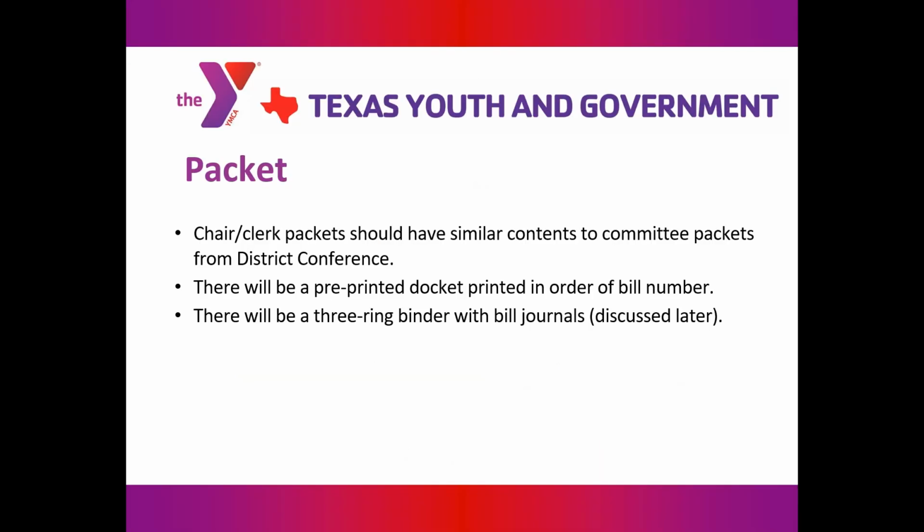Packets. The packets you receive will be like district committee packets with the gavels, stopwatches, everything like that inside of them. There will also be bill jackets and a binder with bill journals and a pre-printed docket sheet printed in bill number order. To fill out the pre-printed docket sheet, write the order of the bills to be presented next to the bill number. For example, if the chair decides Senate Bill 35 will be heard first, write a number 1 next to Senate Bill 35. You should do this before committee starts.